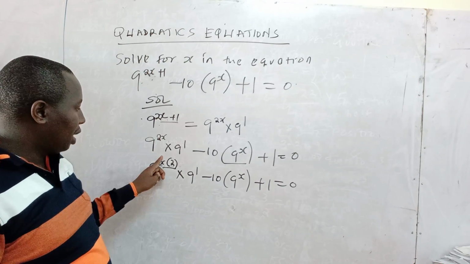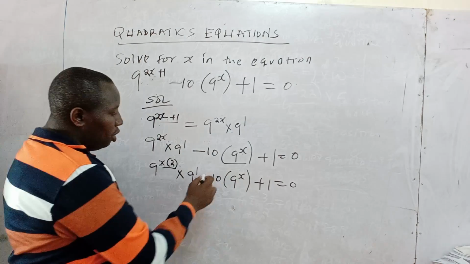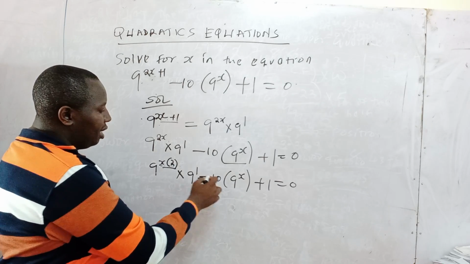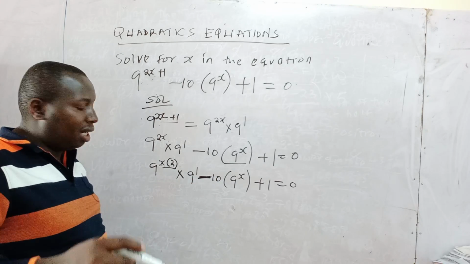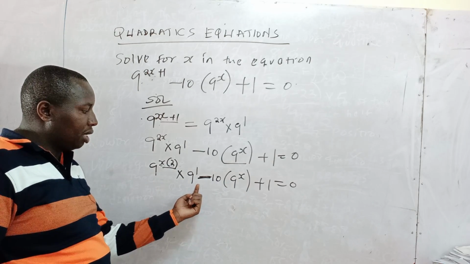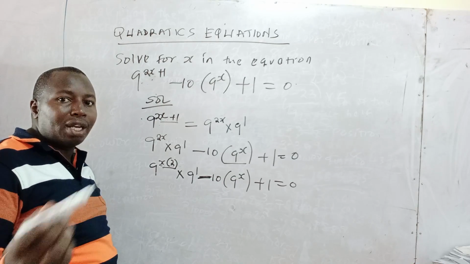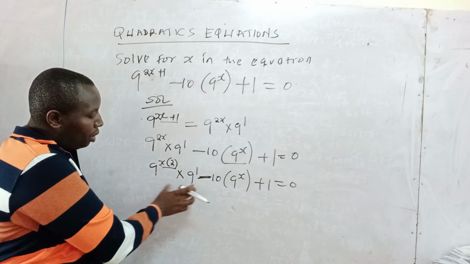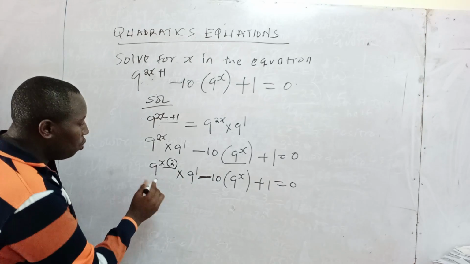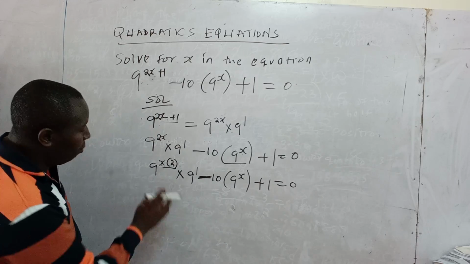Now you have 9 raised to the power x and 9 raised to the power x. You cannot put them under the same base, because there is no law of indices that lets you combine when you are using a subtraction or even an addition sign at this level. You can only combine at the multiplication level. So you check what is common: 9 raised to the power x.